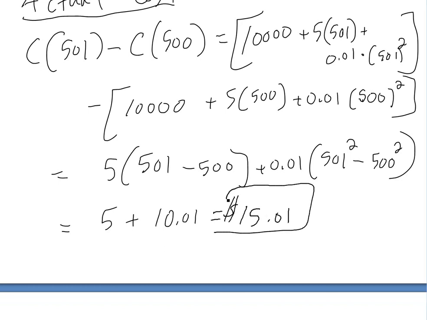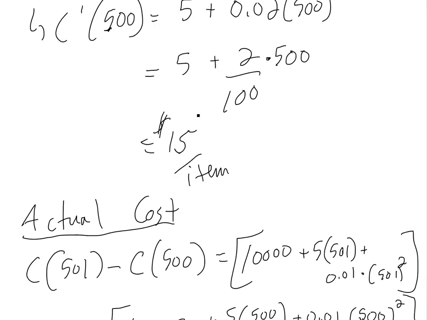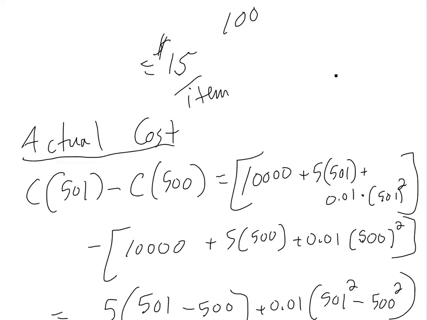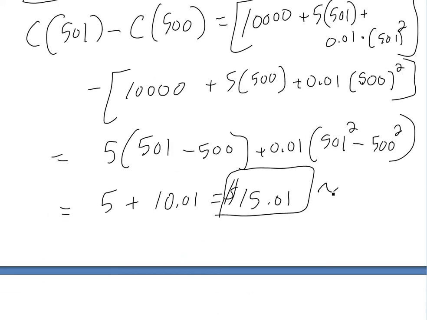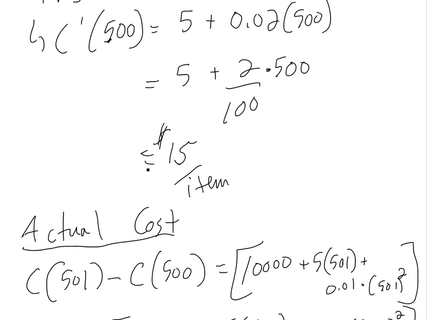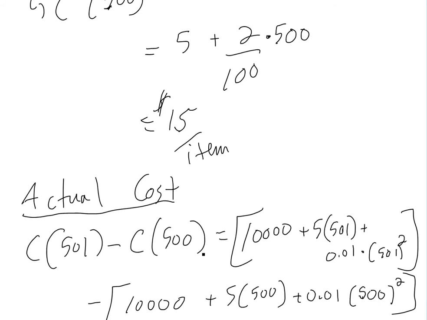So this is the actual cost to produce one more item at 500, because remember, the other one is just a derivative at this point, and we extended it to one item. It's roughly that, so approximately 15, and the marginal cost is pretty accurate here, where we just let delta x equal 1. Remember, we're using the rate of change at 500 and expanding it out to 501.